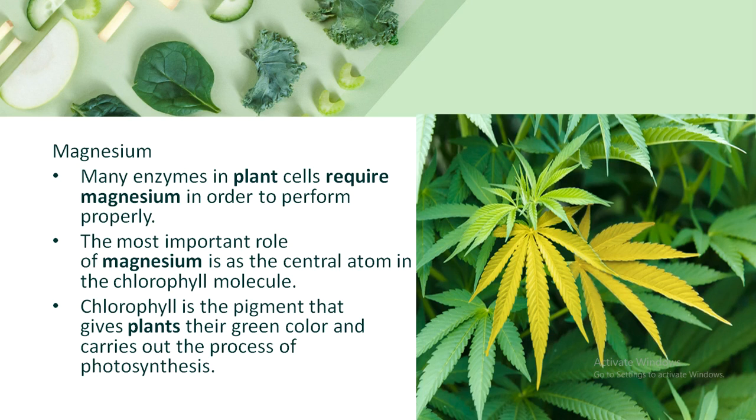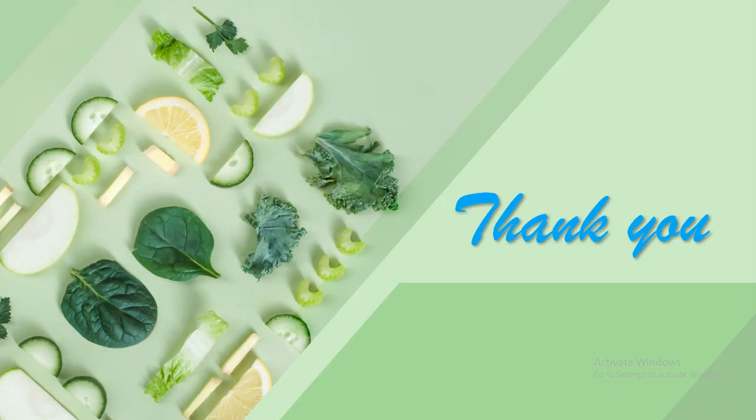Chlorosis means the lack of chlorophyll in leaves. Chlorophyll is the pigment that gives plants their green color and carries out the process of photosynthesis. If it is not present, the leaves will become yellow. As you can see in the picture, the leaves become yellow due to the deficiency of magnesium.